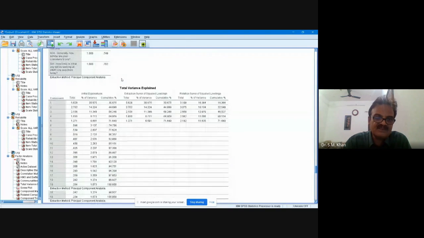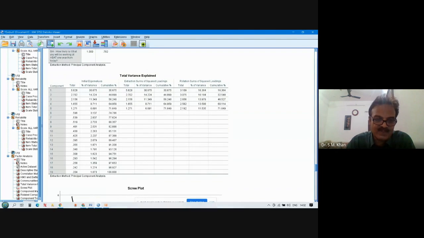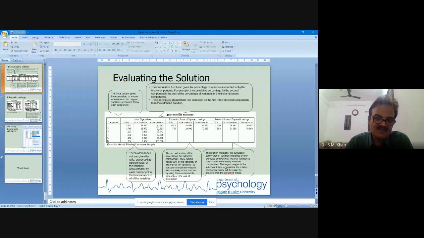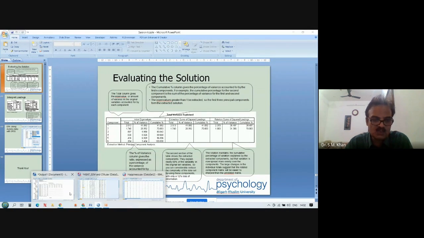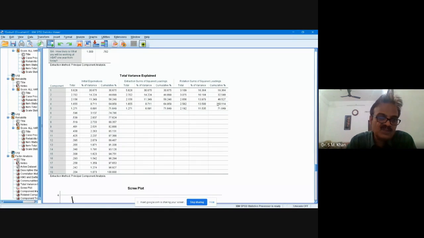Now friends, this is a very important table that I explained. If you recall, this is the table that I showed to you in the PPT. What is meant by different columns, I explained over here. Then you can see and use it when trying to make interpretation out of this output. Friends, one of the criteria for selecting the factor was that the eigenvalue has to be greater than or equal to 1.